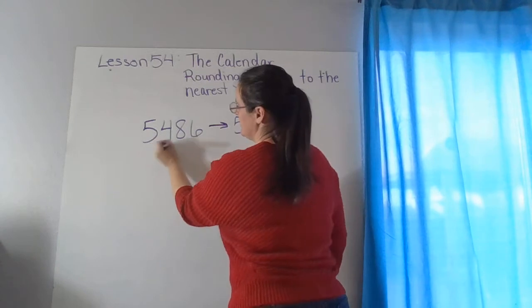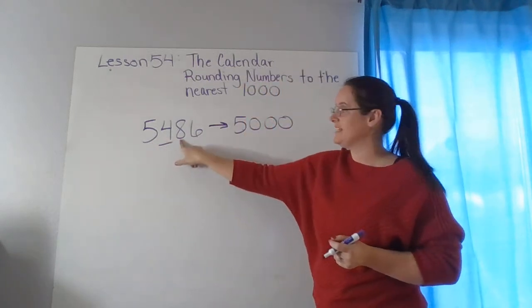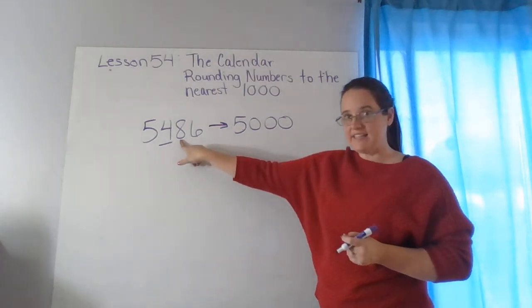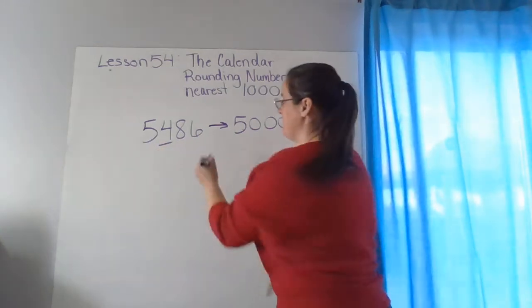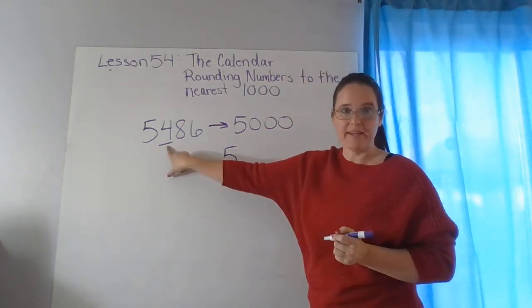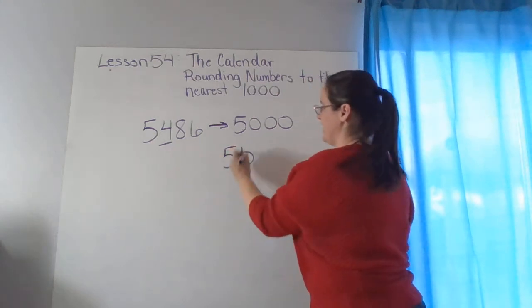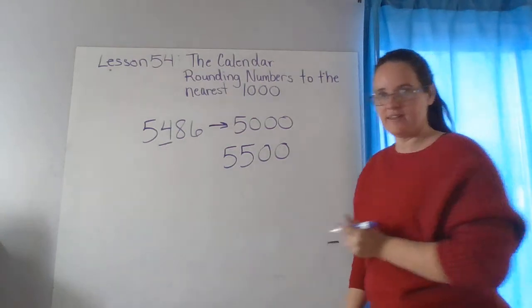Now, we round to the nearest 100. Look at the digit immediately to the right. 8 is more than 5. So my 5 stays the same. I'm going to round up. So this 4 becomes a 5. And then my other digits are 0.